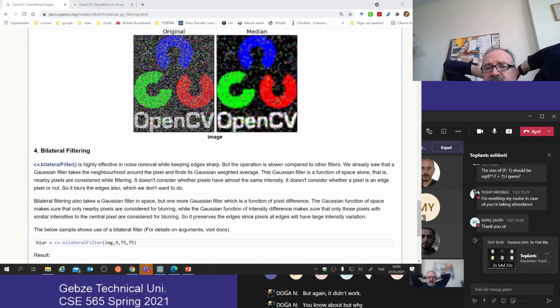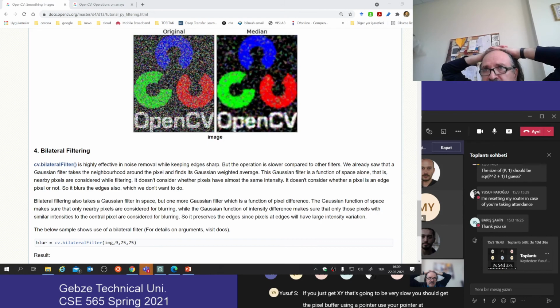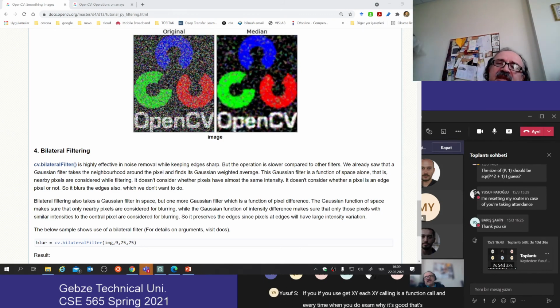Why? What did you use to access the pixels? Did you use getXY to access your pixels? Yes. If you use getXY, that's going to be very slow. You should get the pixel buffer using a pointer. Use your pointer arithmetic to access the pixels one by one. If you use getXY, each XY call is a function call, and every time you do X and Y, there's going to be a multiplication with the row numbers plus the column addressing and so on. So it's going to be very slow.